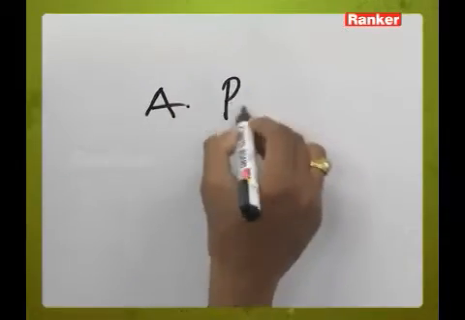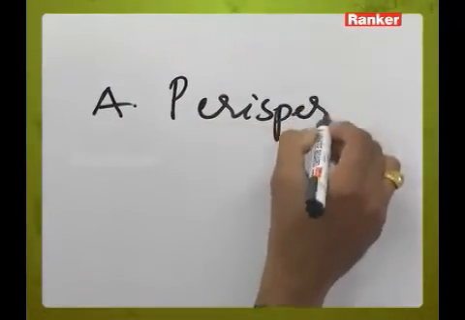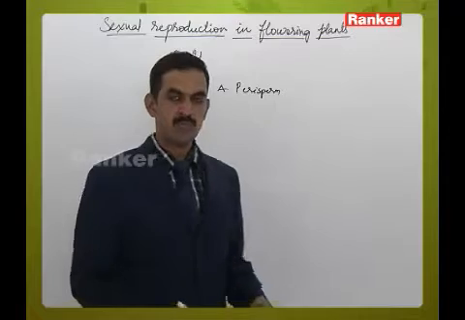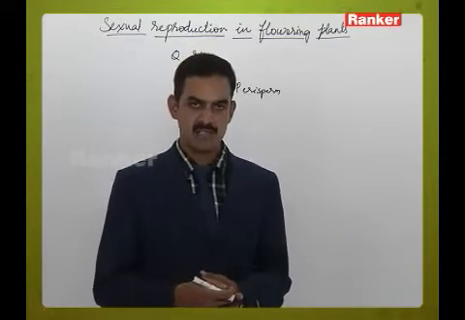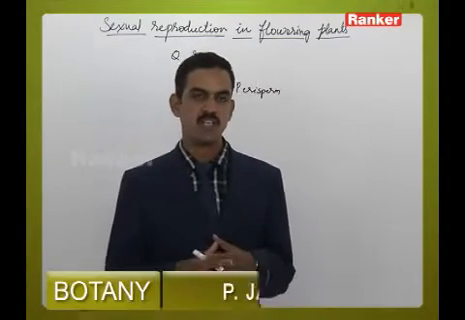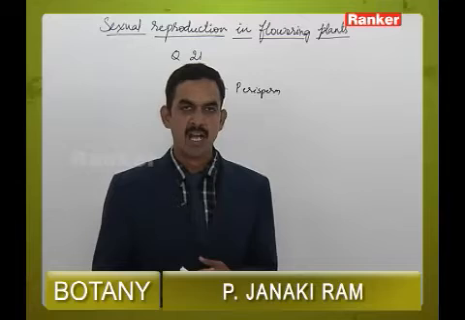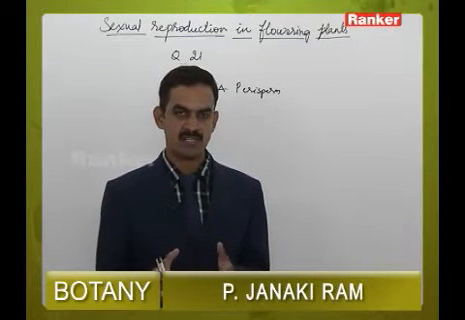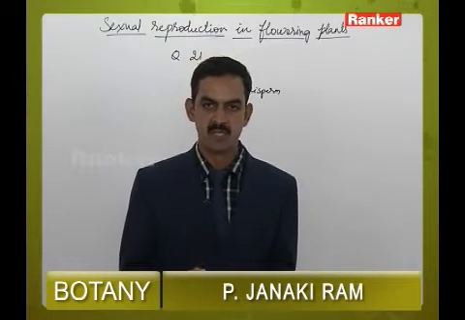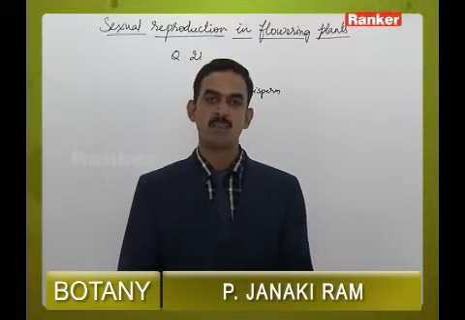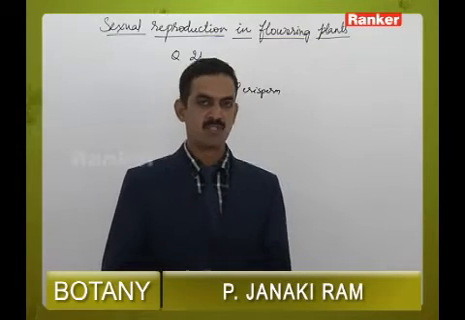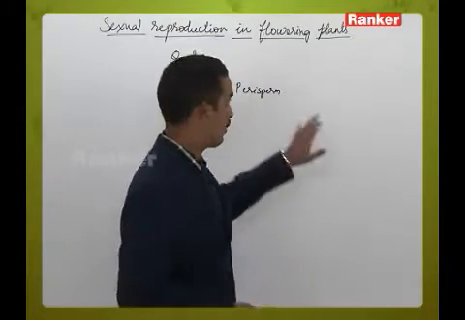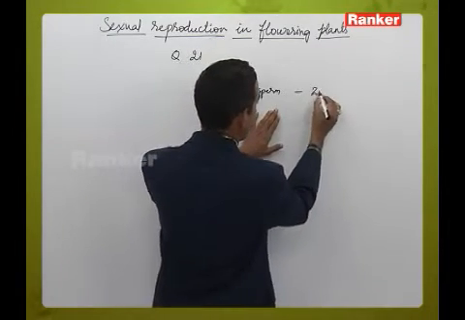Perisperm. Perisperm is a remnant of nucellus. Actually, nucellus is a diploid tissue which is present inside the ovule, and after fertilization, the nucellus which is left out is called perisperm. So whatever the ploidy that is there with nucellus, the same ploidy is there with perisperm also. And as we know that nucellus is diploid, perisperm will also be diploid.